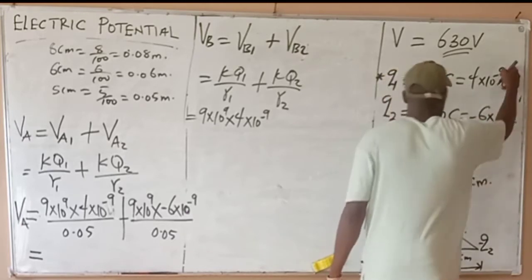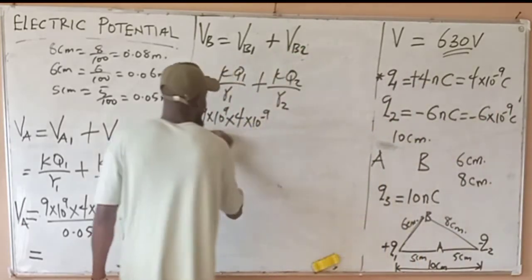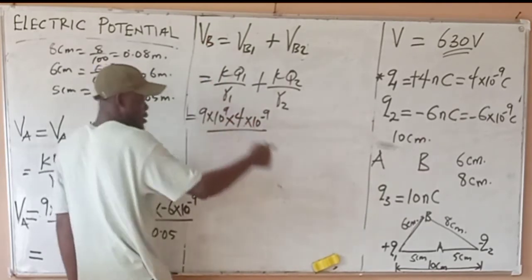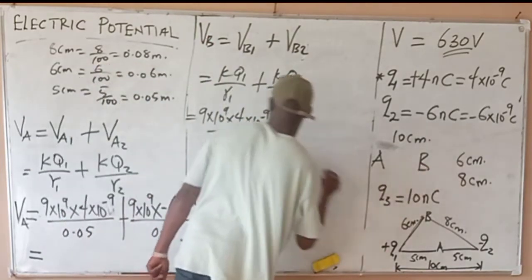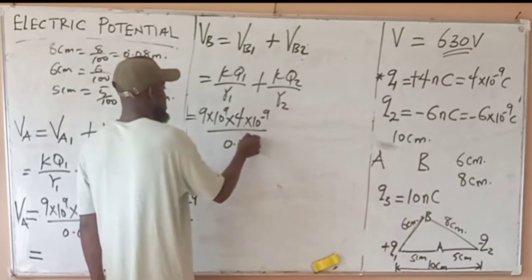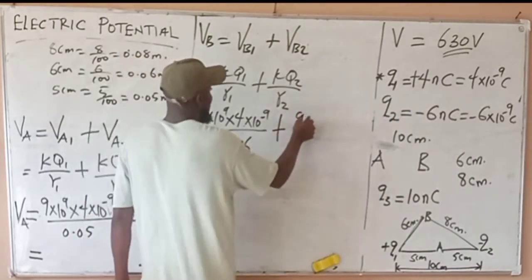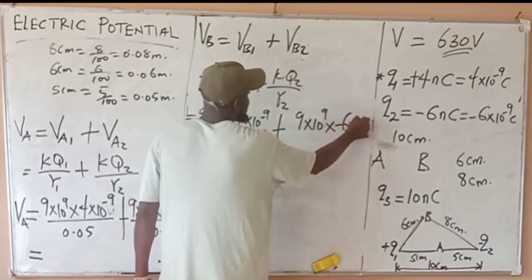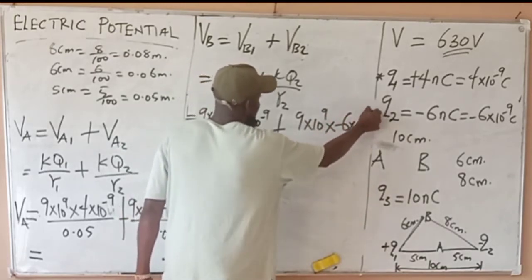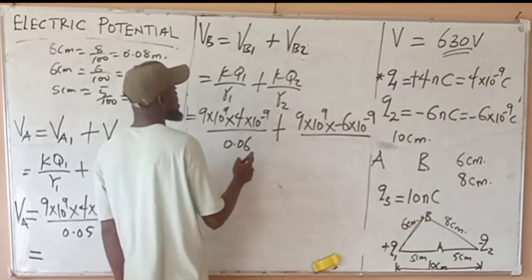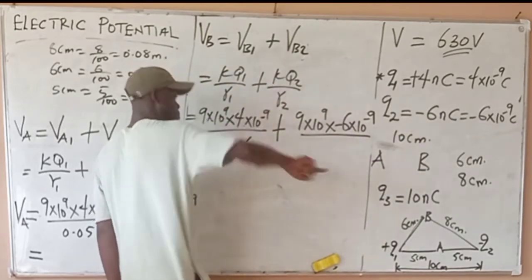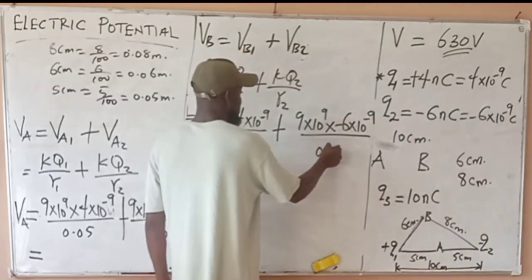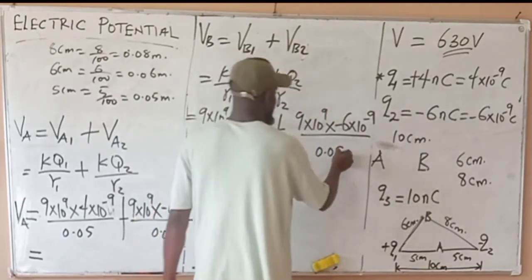Remember, nano means 10 to the power minus 9. Take note of that. Then over what is the distance between Q1 and point B? The distance between Q1 and point B is this here, which is 0.06, plus 9 times 10 to the power 9 times minus 6 times 10 to the power minus 9, over what is the distance between Q2 and point B? Q2 and point B is 0.08 meters.